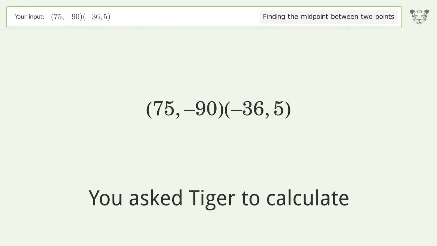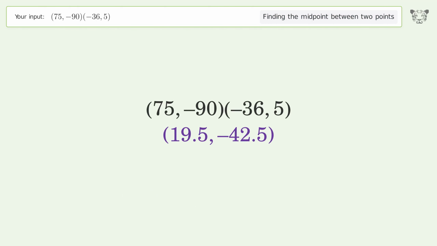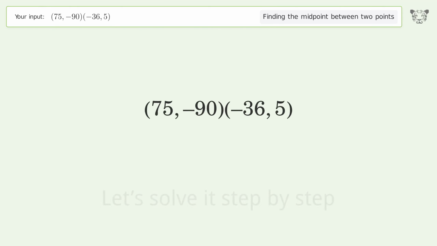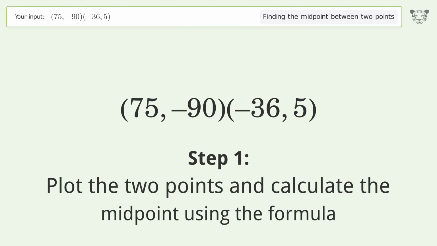You ask Tiger to calculate. This deals with finding the midpoint between 2 points. The midpoint between the 2 points is 19.5, negative 42.5. Let's solve it step by step. Plot the 2 points and calculate the midpoint using the formula.